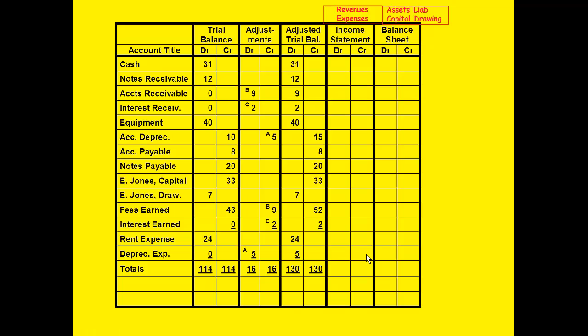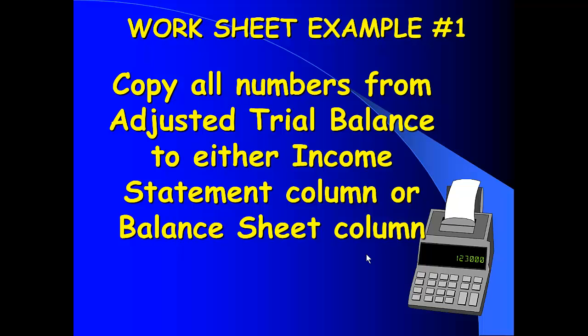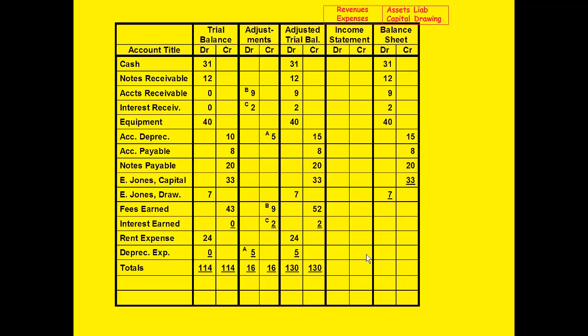Those totals again balance. My next step is to take each number from the adjusted trial balance column and copy it either to the income statement column or to the balance sheet column. Everything from cash down through drawing or dividends will go to my balance sheet column. Everything from fees earned down through depreciation expense will go to my income statement column. Refigure my totals. All right.